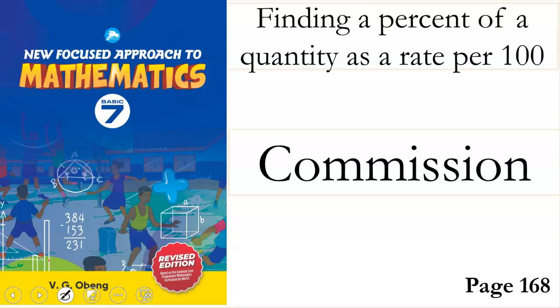And in this video, we want to look at finding the percentage of a quantity as a rate per 100. This lesson can be found on page 168. This is a series, okay? In the first instance, we are going to look at applications of finding the percentage of a quantity as a rate per 100. The first one is going to be on commission. We'll be looking at commission, discount, and simple interest. So let's start with commission.